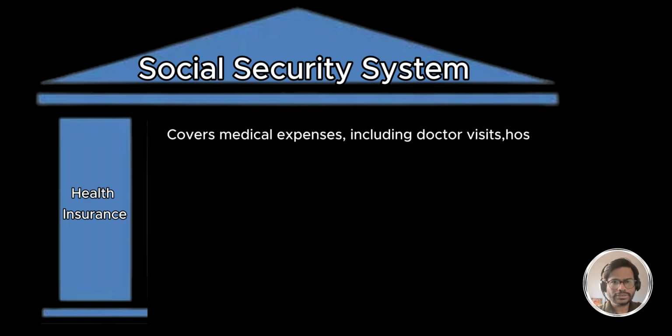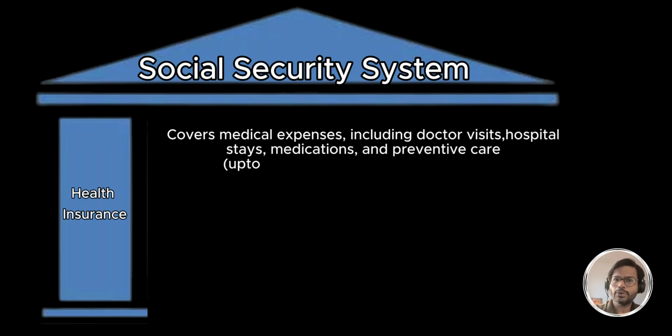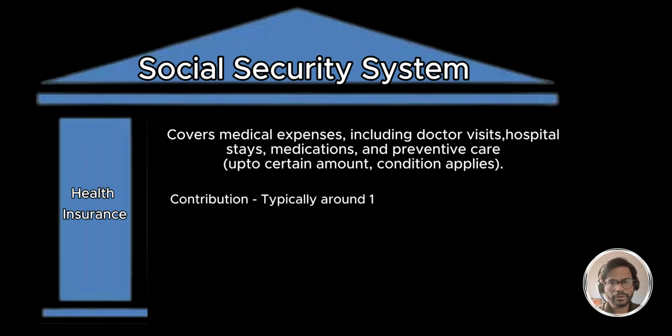So health insurance, this pillar covers the medical expenses including doctor visits, hospital stays, medications, and preventive care, up to a certain amount, conditions apply. As the name suggests, this is the health insurance, and this takes care of your expenses related to your health. Let's say you have been hospitalized, you have certain medications, you have doctor visits. These are taken care of under this pillar. The health insurance is also known as Krankenversicherung.